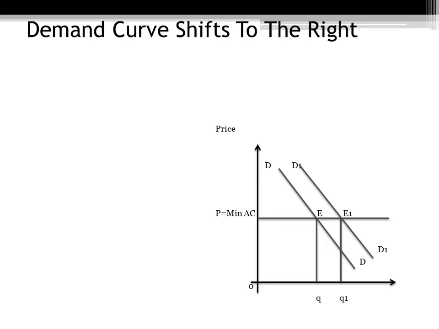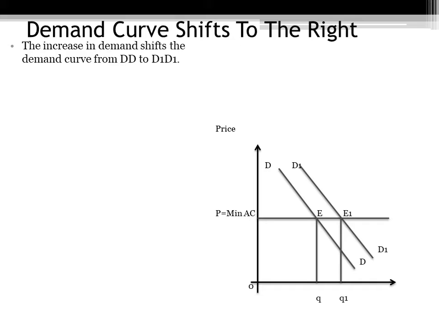When demand curve shifts to the right, this is the diagram. Price is marked on the y-axis and quantity is marked on the x-axis. DD is our demand curve and supply curve is parallel to x-axis. The intersecting point of demand curve and supply curve is marked E. It is the equilibrium point where price is equal to minimum average cost. The equilibrium quantity is Q.